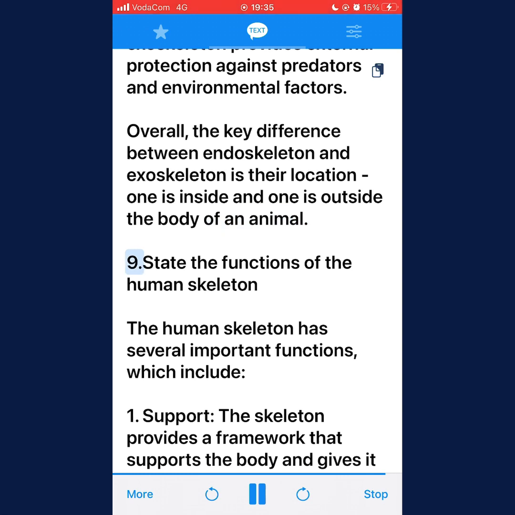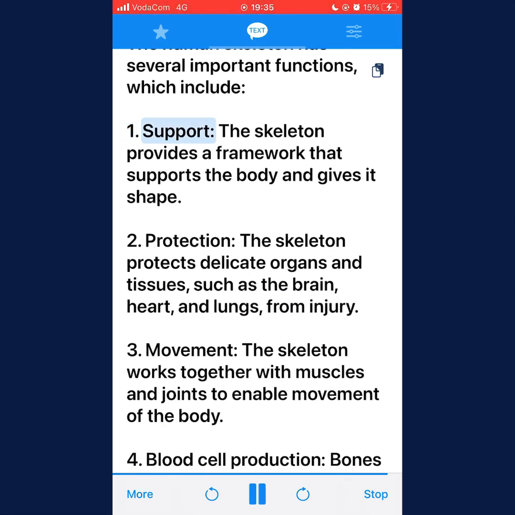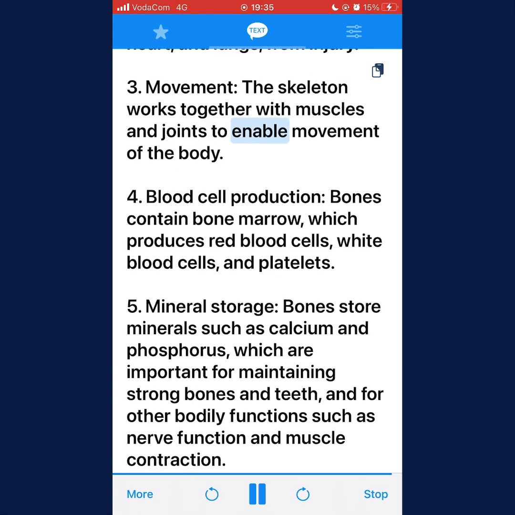9. State the functions of the human skeleton. The human skeleton has several important functions, which include 1. Support. The skeleton provides a framework that supports the body and gives it shape. 2. Protection. The skeleton protects delicate organs and tissues, such as the brain, heart, and lungs, from injury. 3. Movement. The skeleton works together with muscles and joints to enable movement of the body.